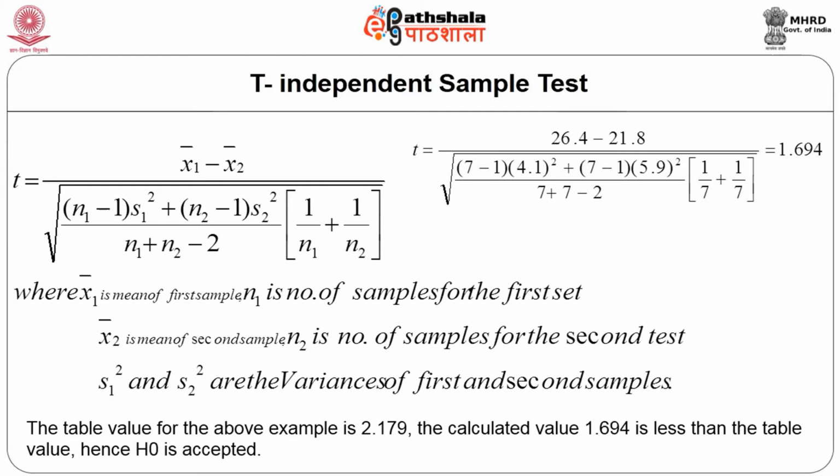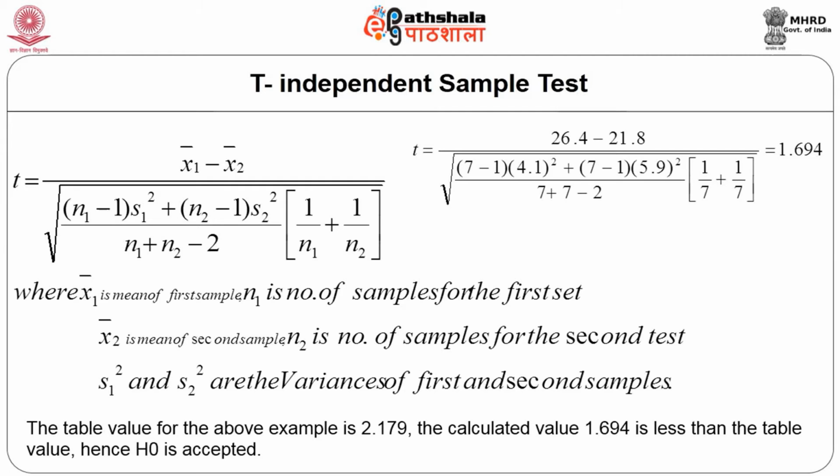You just substitute: x1 bar minus x2 bar divided by the square root of n1 minus 1, where n1 is the first sample size, into the standard deviation square, or the variance of the first sample, plus n2 minus 1, the sample size of the second group minus 1, into the variance or standard deviation square, divided by n1 plus n2 minus 2, into 1 by n1 plus 1 by n2. This is a simple formula.